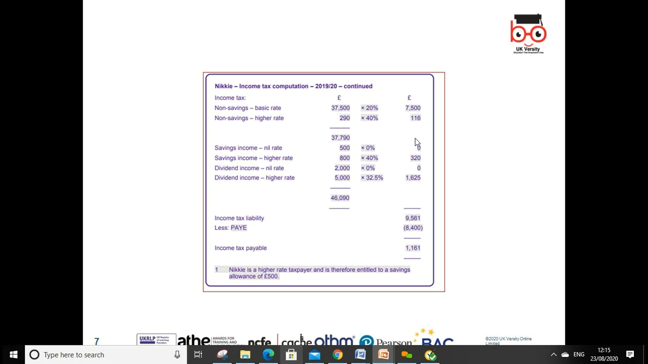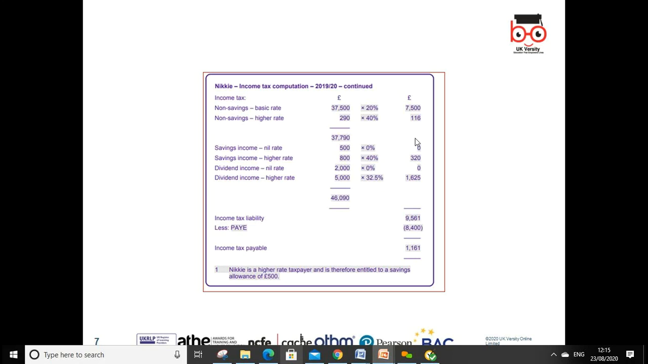So when we add them all, that will be our total tax liability, Nikki's total tax liability. And then she already paid tax under Pay As You Earn on the salary income. So her tax liability left is 1,161 pounds. She's supposed to pay that to HMRC as tax liability.